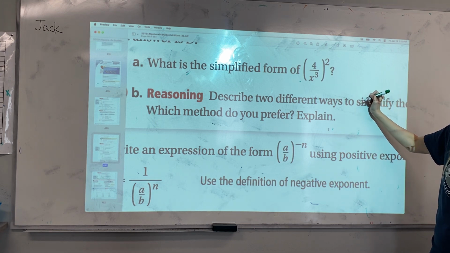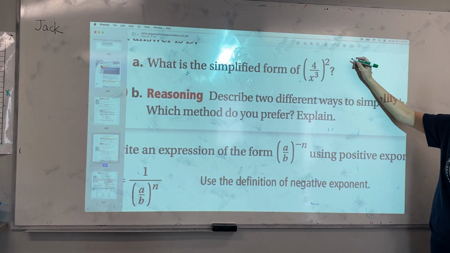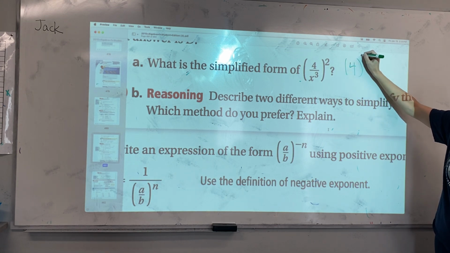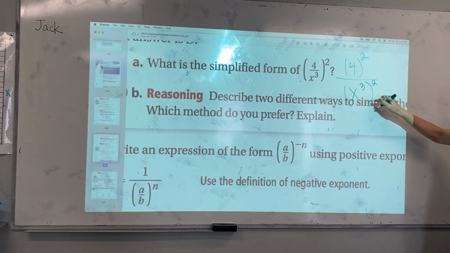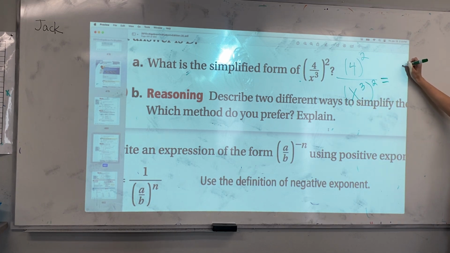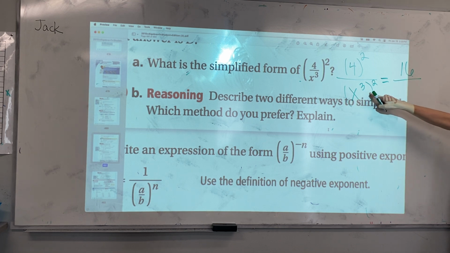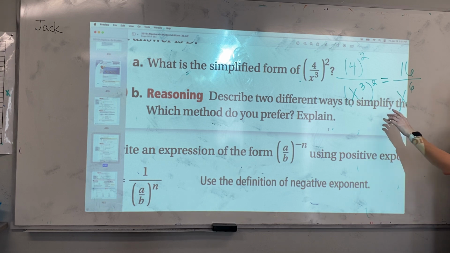All right. So if everything is being cubed, that means the numerator is being cubed. Like I said, I didn't really need that parentheses, but it doesn't hurt. And the denominator is being cubed. I definitely need parentheses so I can separate my 3 and my 2 here. What's 4 squared? 16. What's x cubed squared? X to the power of 6. That's why I was saying 6. Okay. X to the 6.